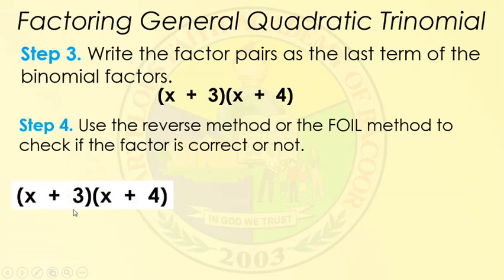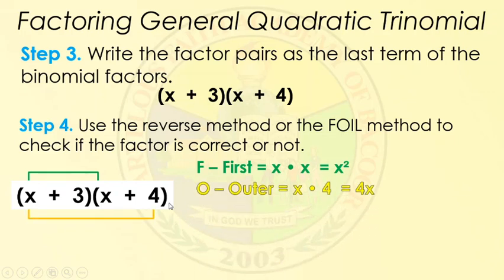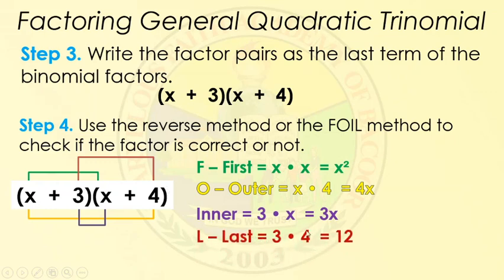Okay? So, using now the FOIL method, we have the first term. So, x times x. So, multiply lang natin yung variable natin. Kapag nag-multiply ka ng parehong variable, pinag-add mo lang palagi yung kanilang exponent. Okay? So, x times x. So, 1 plus 1, the answer is 2, kaya x squared. And then next, outer term, we have x times 4, the answer is 4x. Okay? For the inner term, we have positive 3 times x, the answer is 3x. And 3 times 4, the answer is positive 12.